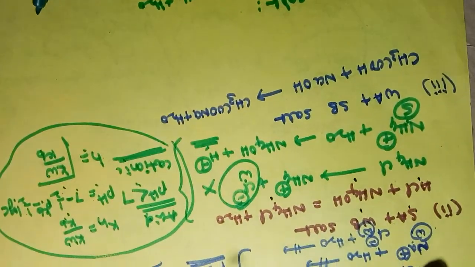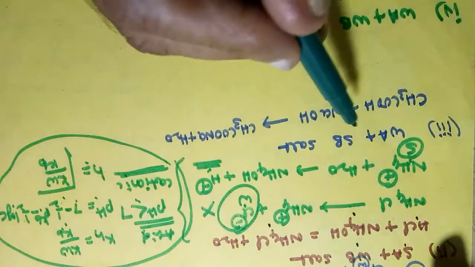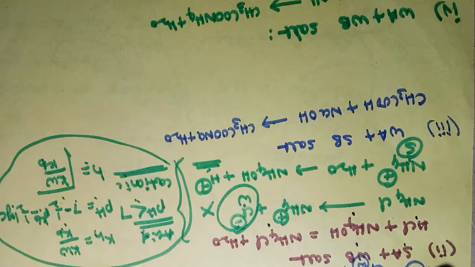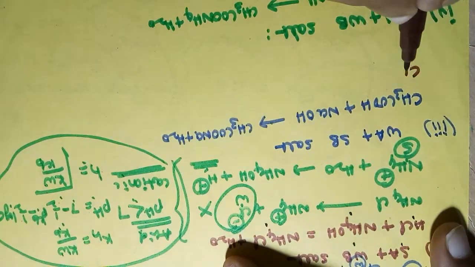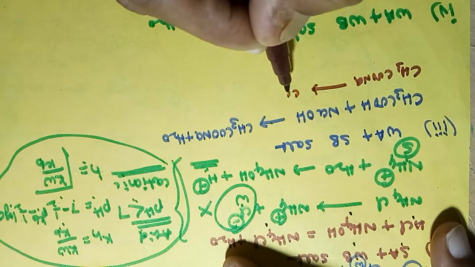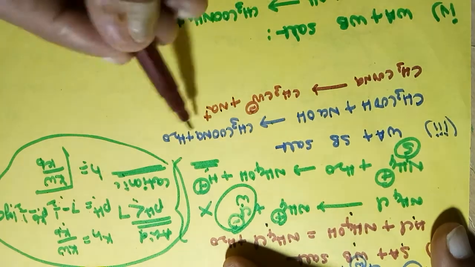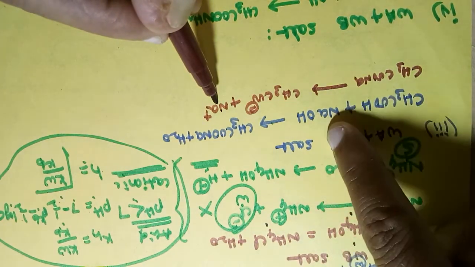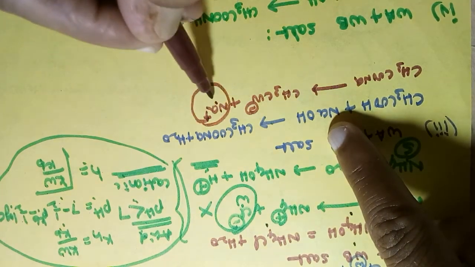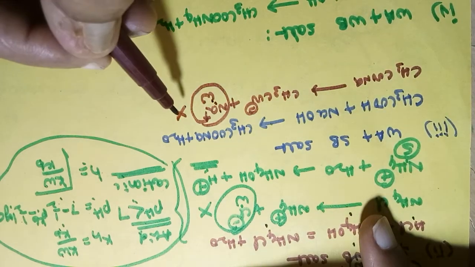Next one, let me take the salt of a weak acid and strong base. We have CH3COONa. When CH3COONa is added to water, it is ionized to CH3COO minus and Na plus ions. Na plus ions are formed from a strong base, so these are weak. The ions which are formed from strong are weak. So that's why this is not hydrolyzed.